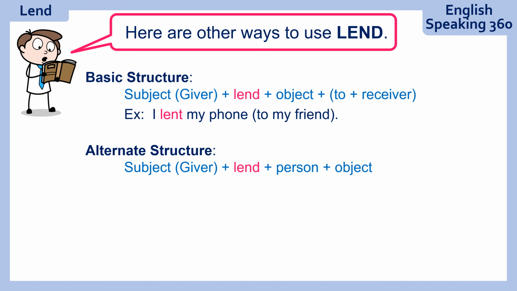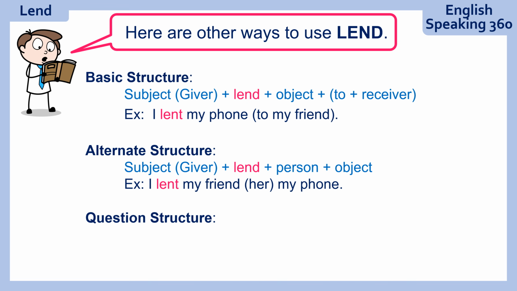Subject, lend, person, object. A little complex. Here it is. I lent my friend my phone. I lent my friend, the person, my phone, the object. Or, even easier, I lent her my phone. I lent her my phone. This is much more common. Question structure.